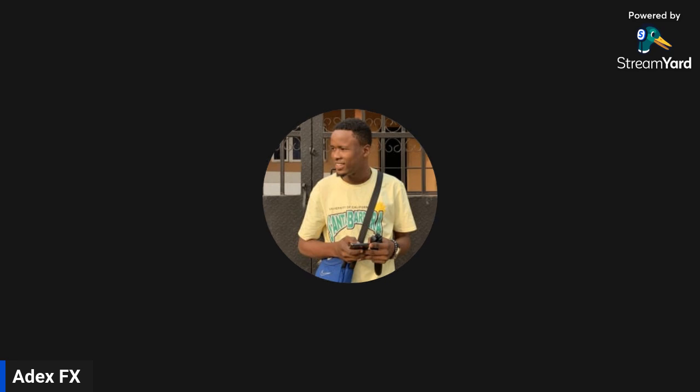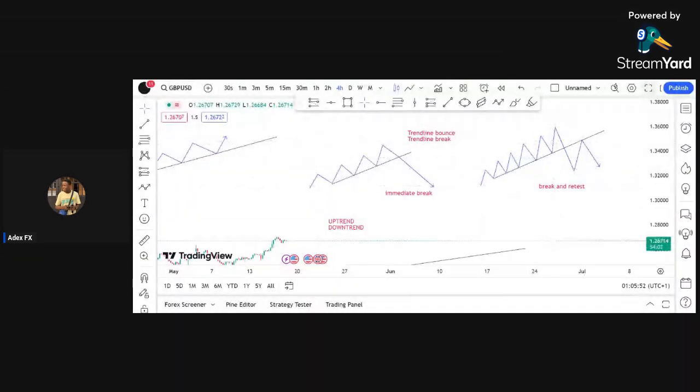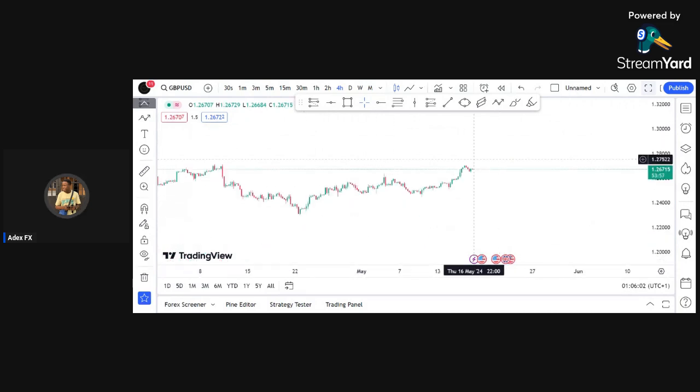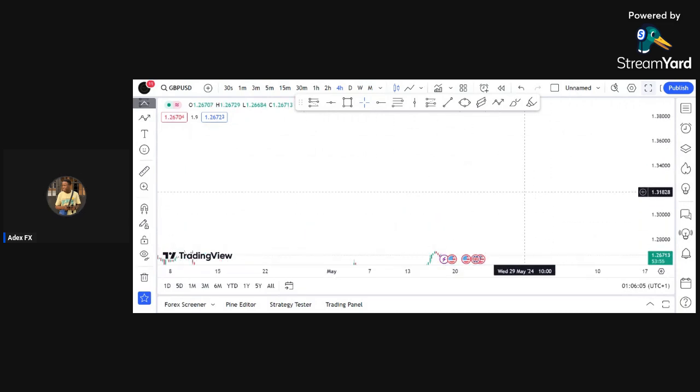This is the support and resistance zone. You can also call it psychological zones. I hope you can see. Let me clear all this. Let's clear everything on this chart.